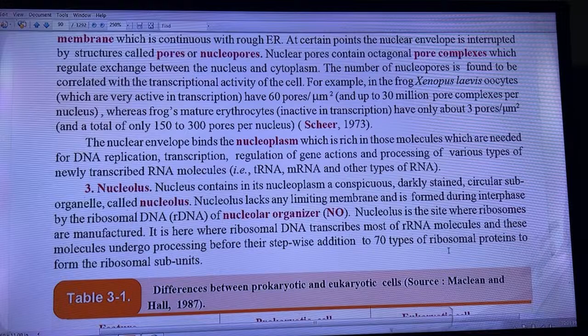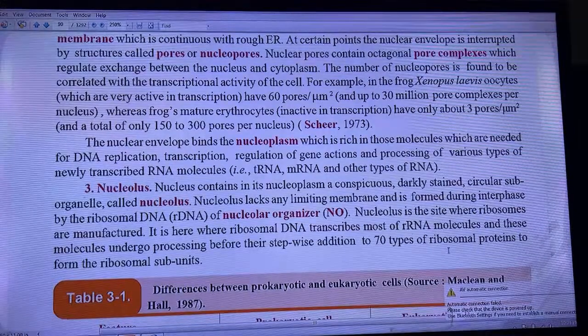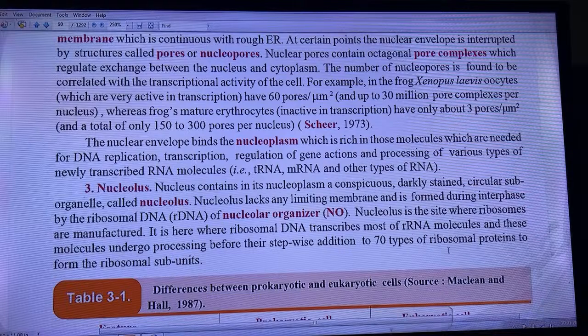The number of nucleopores is found to be correlated with transcriptional activity of the cell. For example, in the frog Xenopus laevis, oocytes, which are very active in transcription, have 60 pores per micrometer square and up to 30 million pore complexes per nucleus, whereas frog mature erythrocytes, inactive in transcription, have only about 3 pores per micrometer square and a total of only 150 to 300 pores per nucleus.